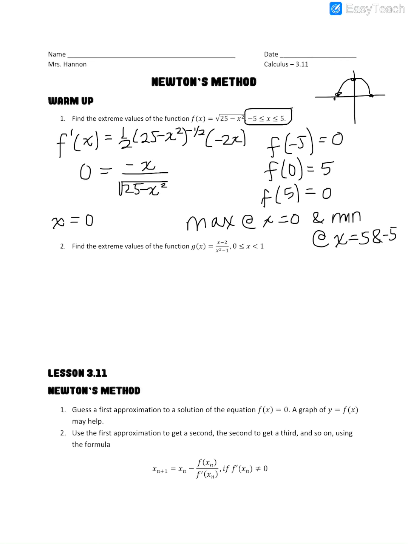All right, number 2, same thing. So go ahead and find your first derivative. We have quotient rule here, so g prime of x equals derivative of the top, which is 1, times the bottom, minus derivative of the bottom times the top, over the bottom squared. We're going to reduce. So this gives us x squared minus 2x squared. So negative x squared, negative 1 plus 4x.